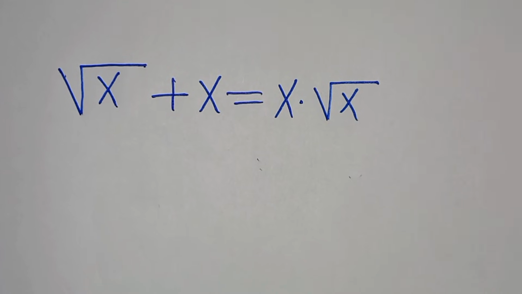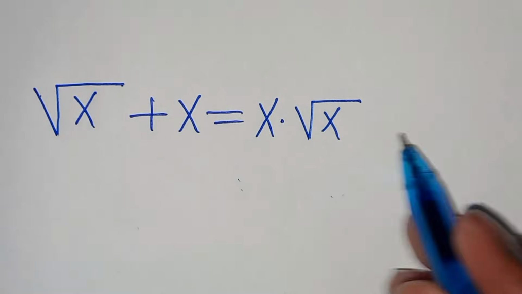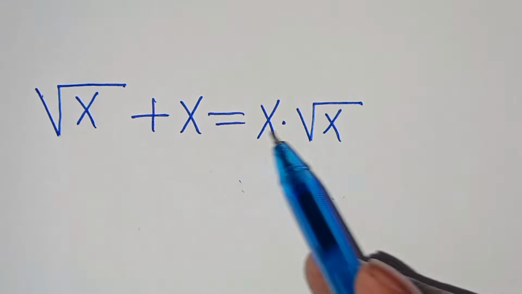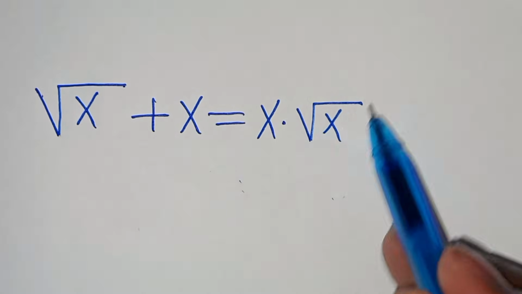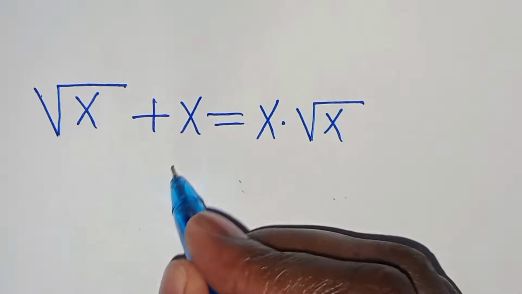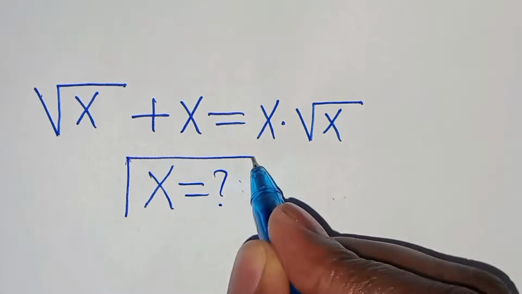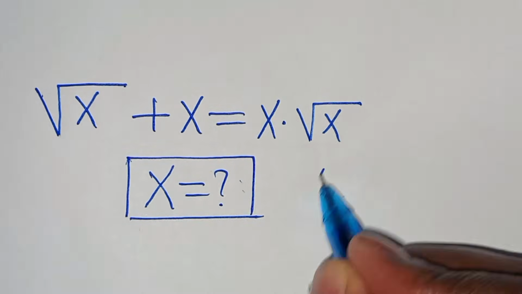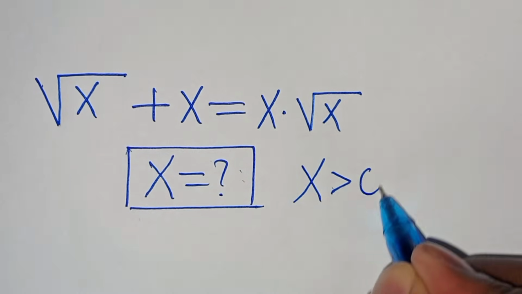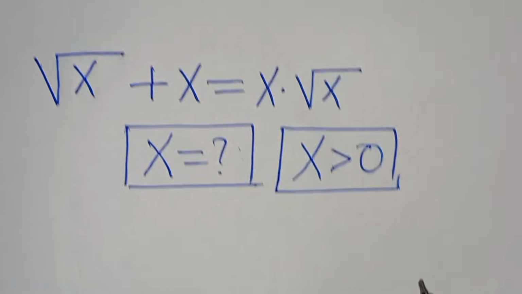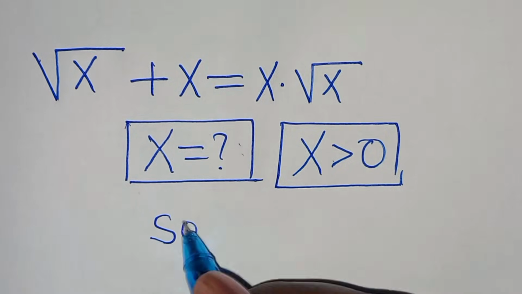Hello everyone, you're welcome to solve this nice math problem: the square root of x plus x is equal to x times the square root of x. So what is the value of x, given that x is greater than 0? Now let's provide a solution from here.